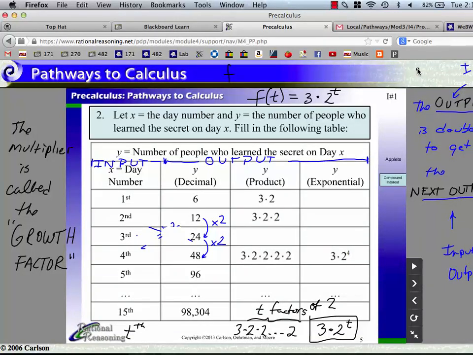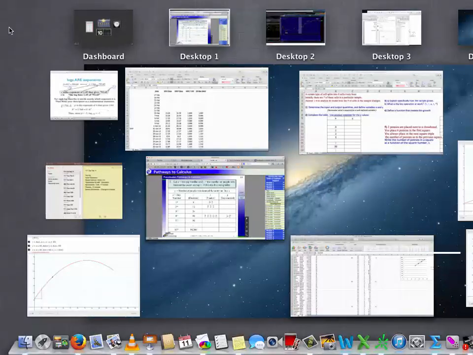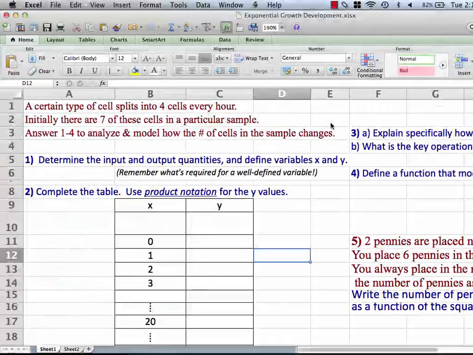Okay? And that's everybody on the planet. Okay. So let's do a new example. So here's another example for you to work on.